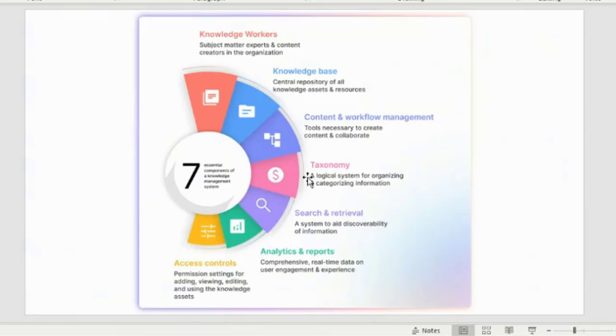Taxonomy, this is a logical system for organizing and categorizing information. Search and retrieval, this is a system that aids discoverability of information and knowledge. Analytics and reports, comprehensive real-time data on user engagement and experience. And then access control, so permission settings for adding, viewing, editing, and using the knowledge assets.